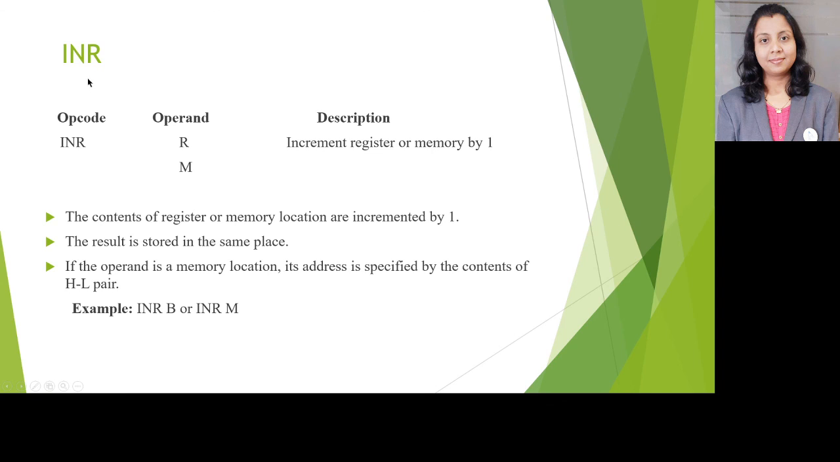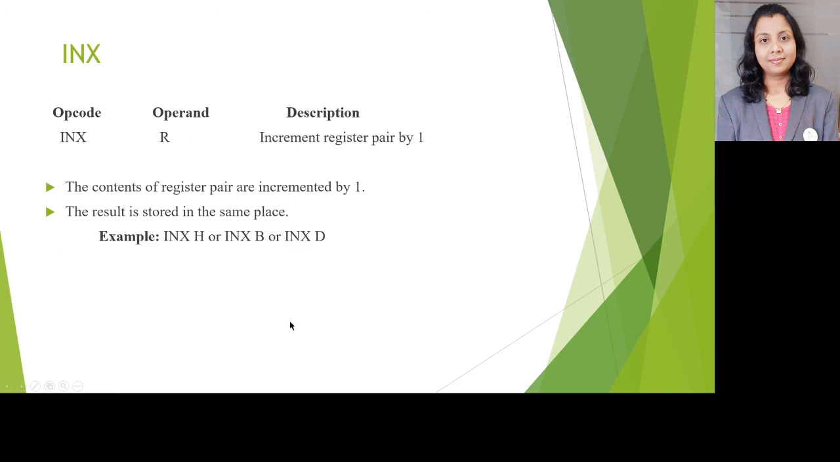The first instruction in this is INR, that is increment the register or memory by 1. Hence the operands are R, that is register, M, that is memory. The result is again stored in the same place. If the operand is a memory location, its address is specified by the contents of the HL pair. So the examples can be INR B, that is B register is incremented by 1. If INR M is specified in the instruction, M, that is memory, that is its address is specified by the contents of HL pair, is incremented by 1.